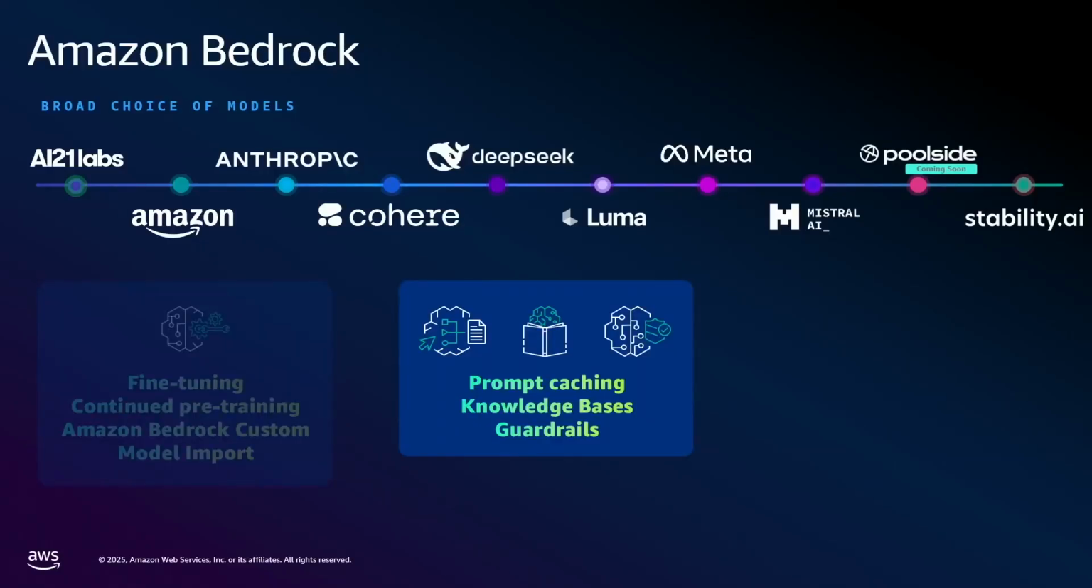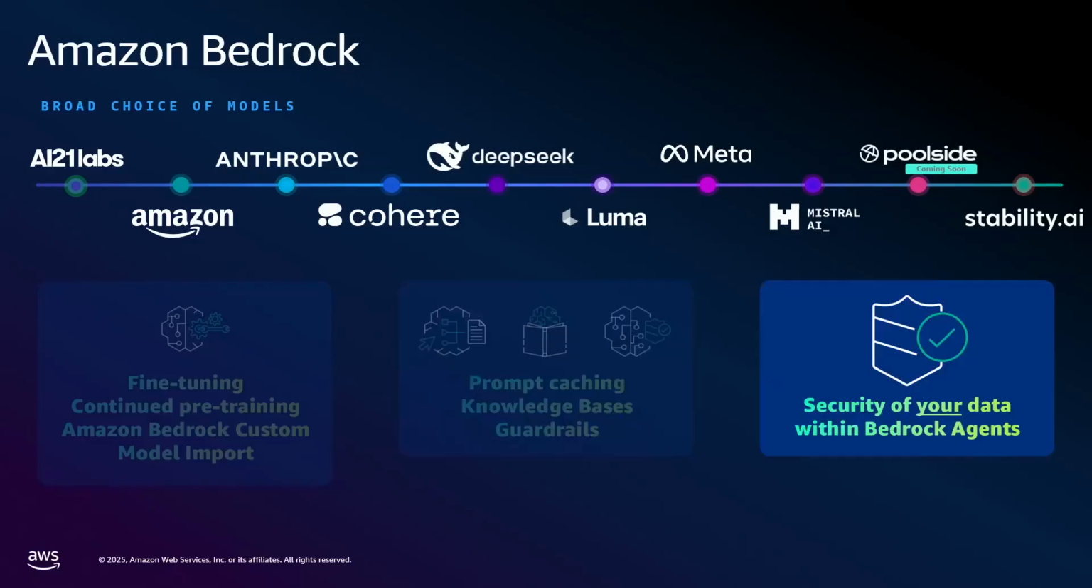We also will not talk about prompt caching. We won't talk about knowledge bases, which we largely use to drive RAG workflows. And also, we will not dive deep into guardrails, but my colleague during the course of this session will provide you with insight into what happens behind the APIs and the data flows when you do leverage guardrails within Amazon Bedrock. But what we will do today is provide deep insight into the security of your data when handled by Amazon Bedrock agents, when you do build agents within Amazon Bedrock.